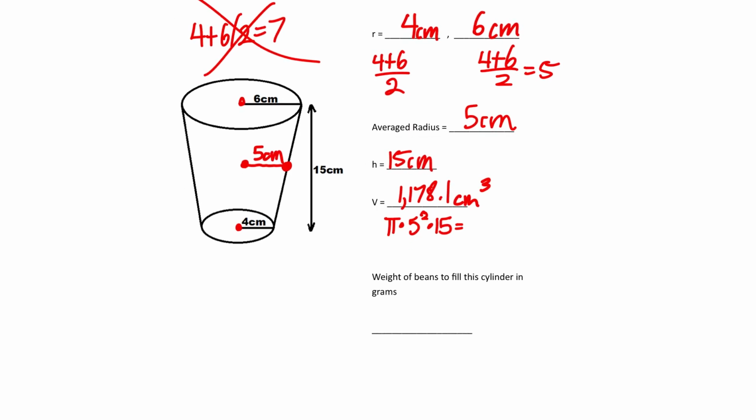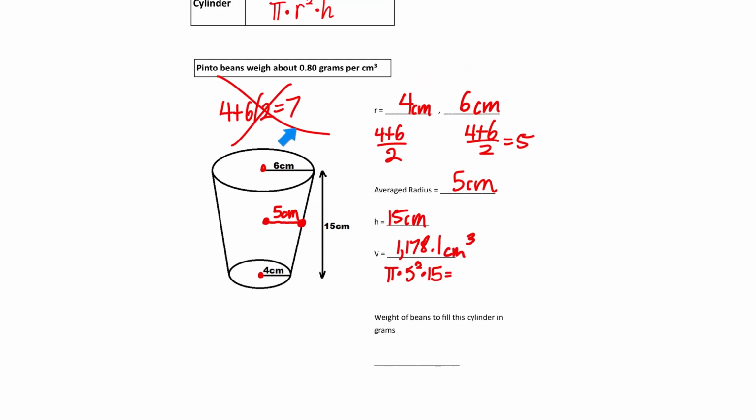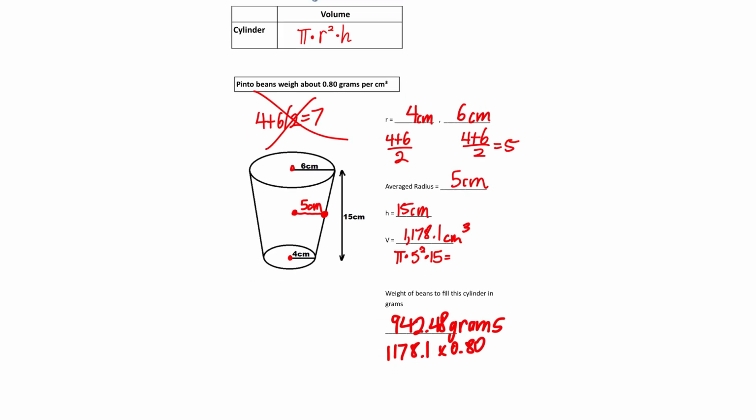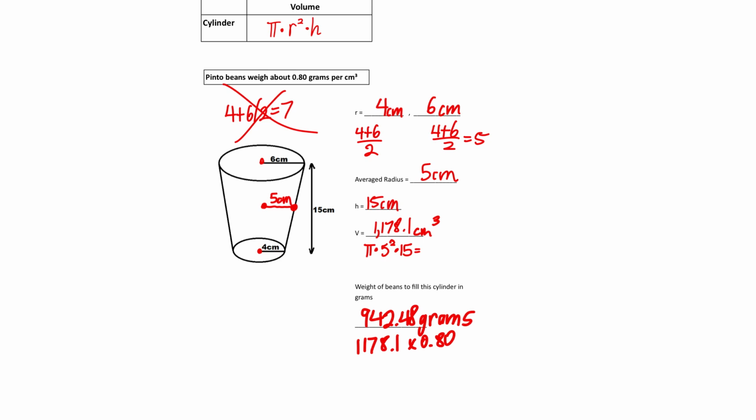So for this cup, with those dimensions, it would have a volume of 1,178.1 cubic centimeters. Now, again, what we're doing today is we'll be testing this as you measure the ones you're dealing with. We're going to fill them up with pinto beans and weigh it and see. Pinto beans weigh about 0.8 of a gram per cubic centimeter. So for every one of these, it's going to be 0.8 of a gram for pinto beans. So I need to take 1178.1 times 0.80. 942.3. Okay. So about 943 grams worth of beans would fit into that cup.